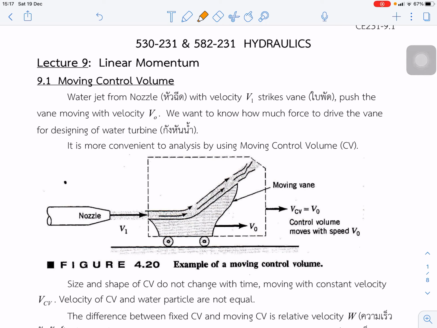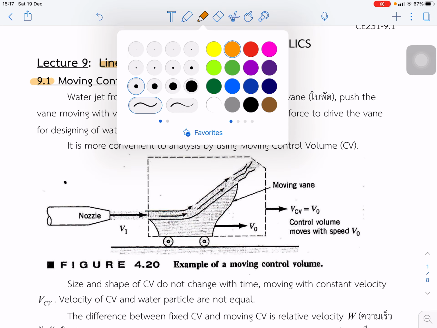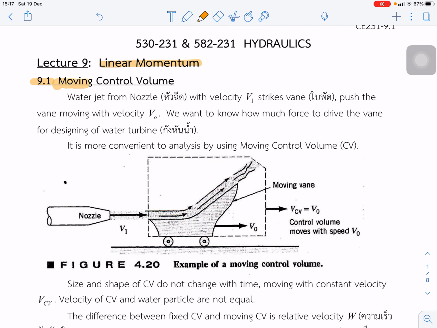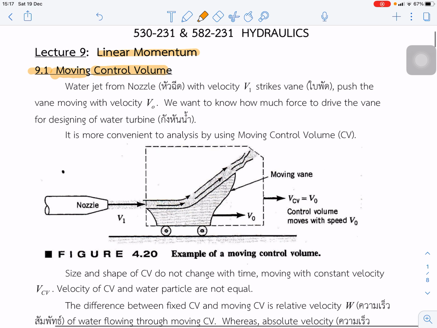Lecture 9, linear momentum. The first topic is about the moving control volume. This figure shows the water jet from a nozzle. The nozzle, with the velocity v1, strikes the vane and pushes the vane moving with the velocity v0. We want to know how much force is needed to drive the vane for designing a water turbine.